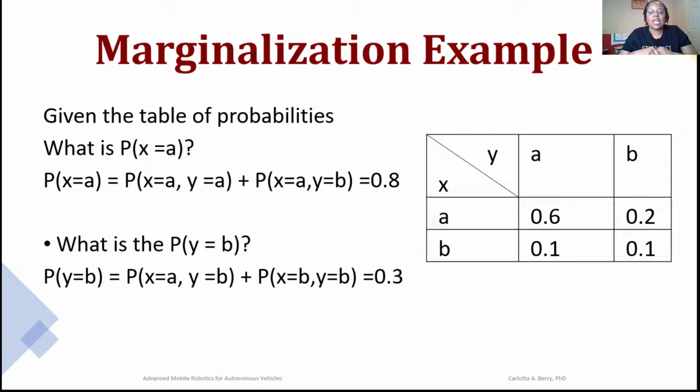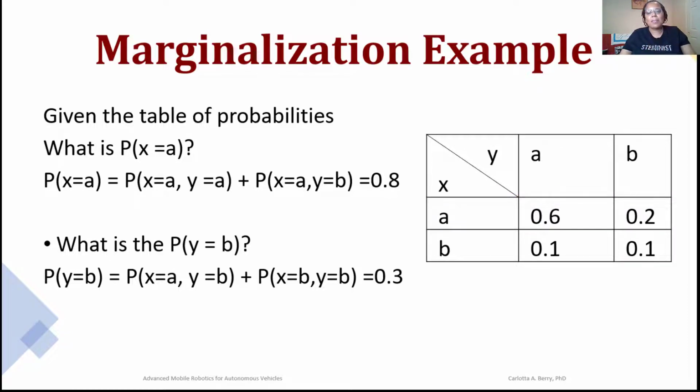So here's a marginalization example. Given the following table of probabilities, what is the probability that x is equal to a? We have a column where x can either be a or b and a row where y can either be a or b. The probability that x is a and y is a is 0.6. The probability that x is a and y is b is 0.2. The probability that x is b and y is a is 0.1. And the probability that x is b and y is b is 0.1. So if I want the probability that x is equal to a, that would be that first row. So the probability would be 0.6 plus 0.2 equals 0.8.